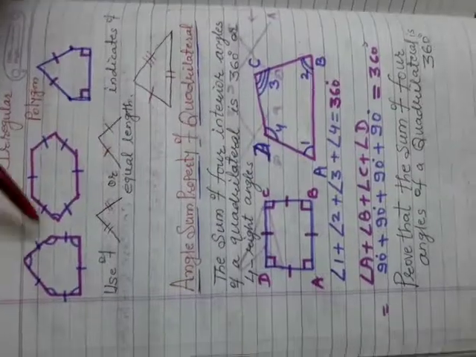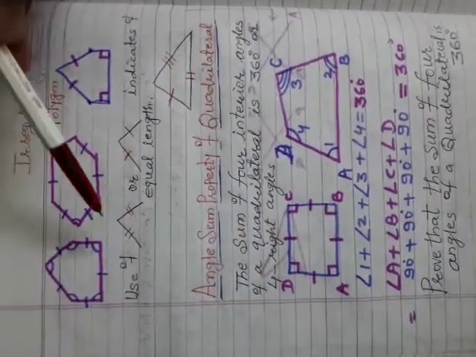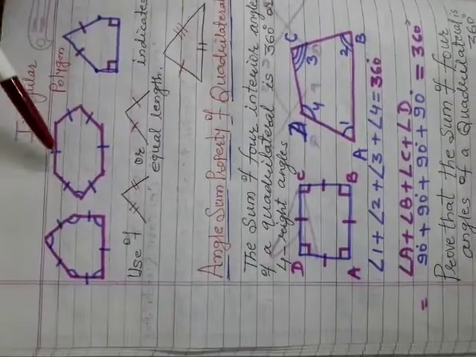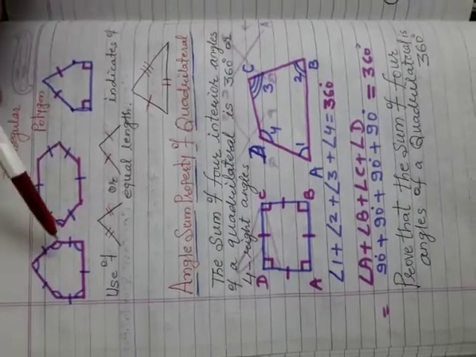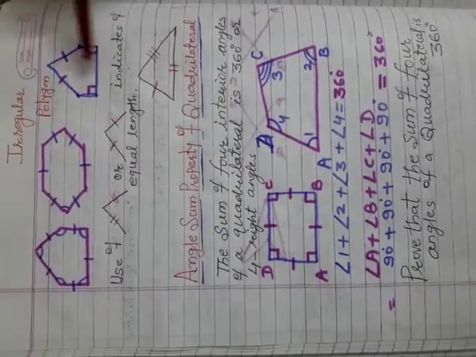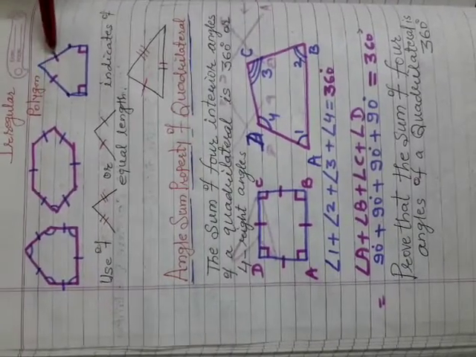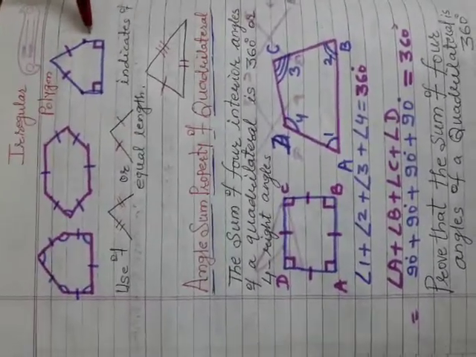For the examples of regular polygons, these marks indicate equal length. All are of equal length and equal sides, and equal angles will be there. Now these two sides are equal and these two are not equal. So this is an irregular polygon, where sides are not equal and angles are also not equal.